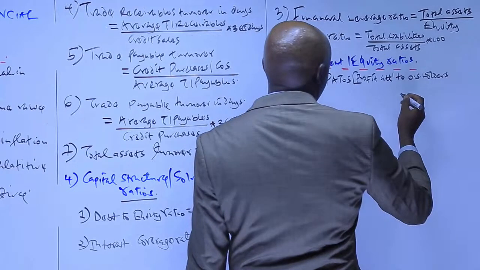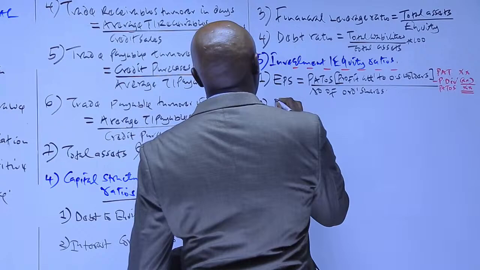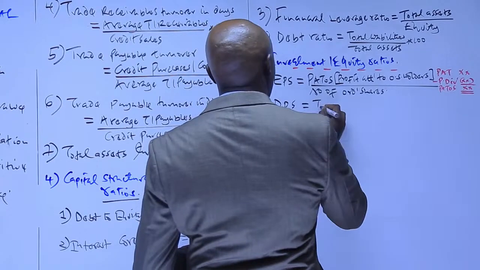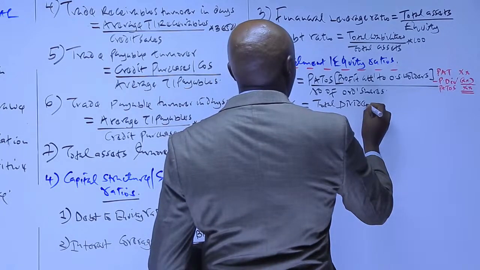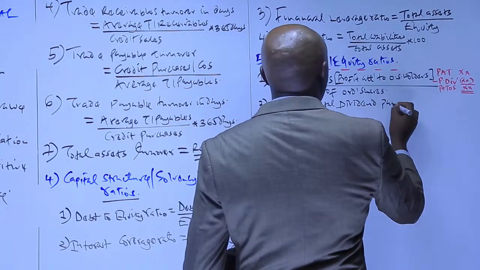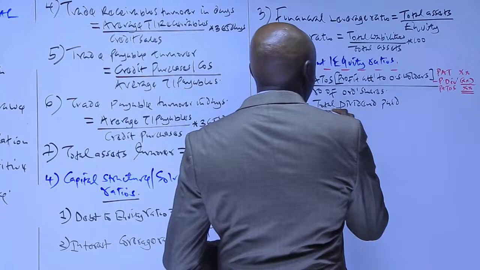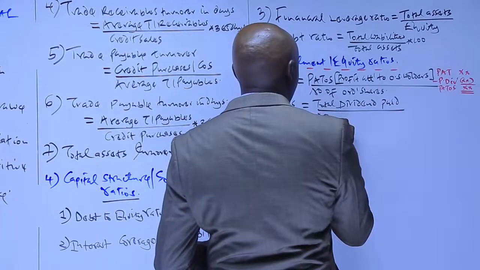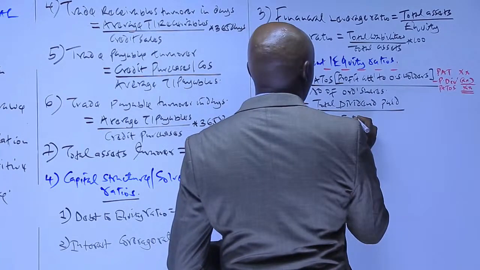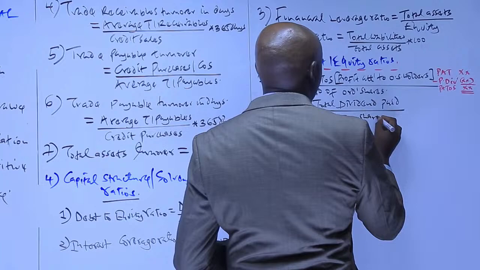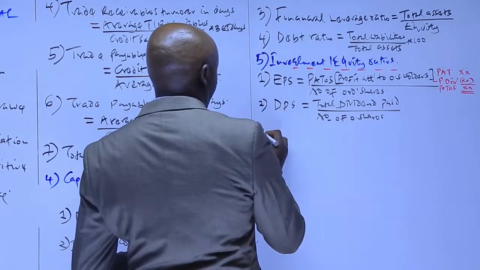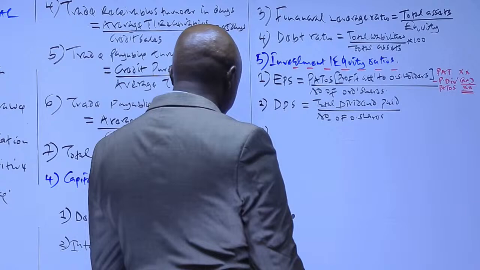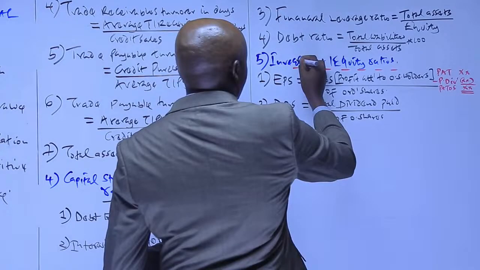We divide that with the number of ordinary shares. Dividends per share, DPS. This one is equal to total dividends paid. We divide that with what? Number of ordinary shares. So this is a ratio which is computed to determine the dividends paid per share. Dividends paid per what? Per share. So that is the other investment or equity ratio.